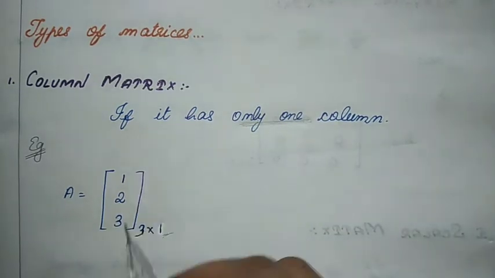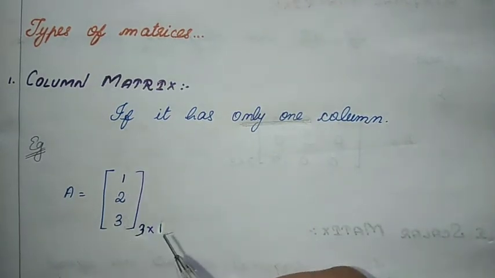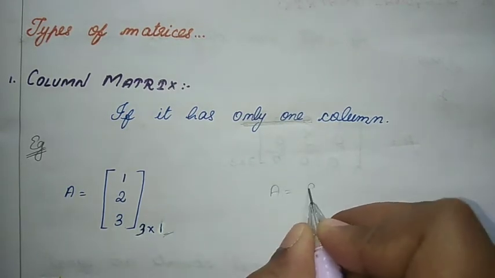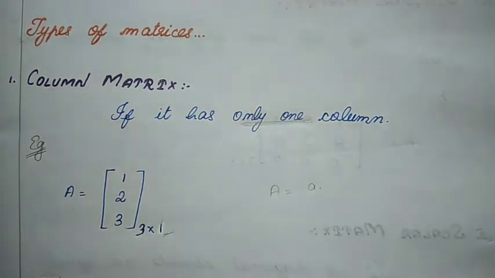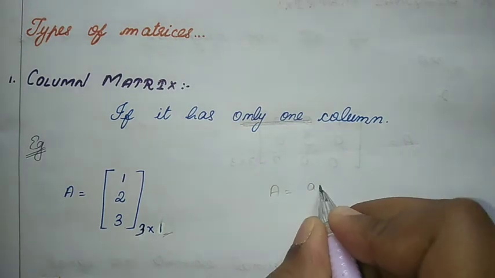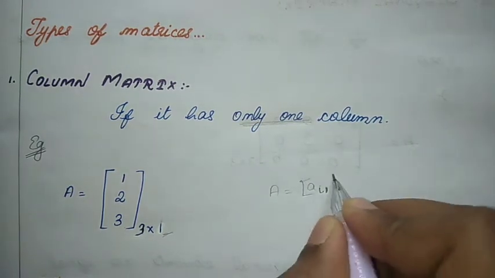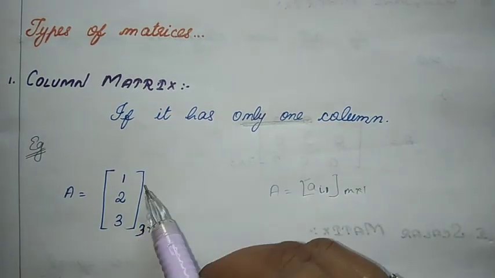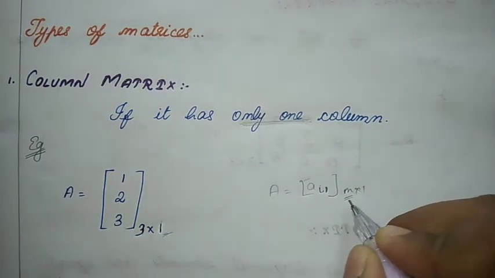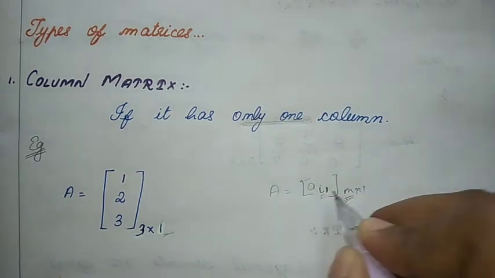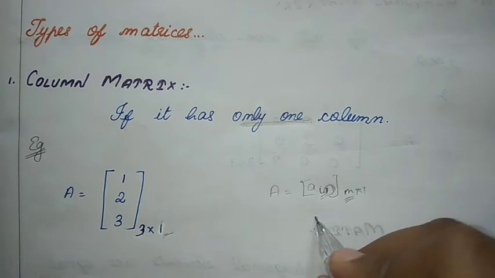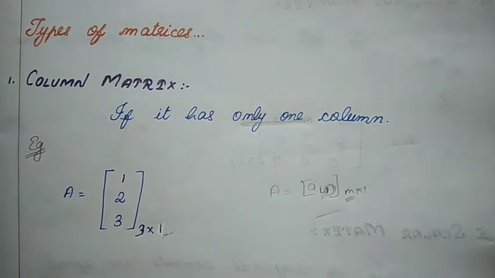If only one column is there, then the general term for this will be A is equal to [a_i1] m by 1. This is the general form, and it can have n number of rows, but the column is only 1. So therefore this is the general form for any column matrix.